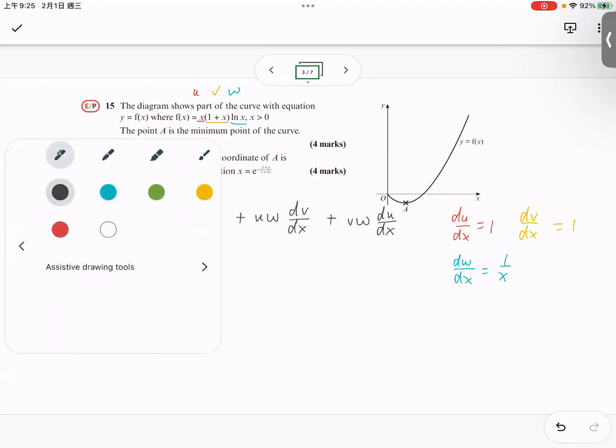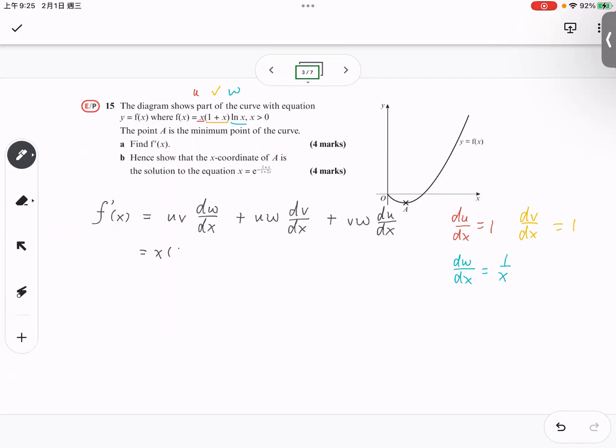First of all, we keep u and v, so that means I will keep x and 1 plus x, and then we times 1 over x. This is the first part of it. And then the second one, I will keep u and w. That means I will keep x, ln x here, and dv/dx is 1, so there is nothing changed. And I will keep v and w. There is 1 plus x, ln x, with 1 again. So also the cancellation appears in the first term, that there is 1 plus x. And then you will see that will be plus x ln x, plus 1 plus x, ln x.